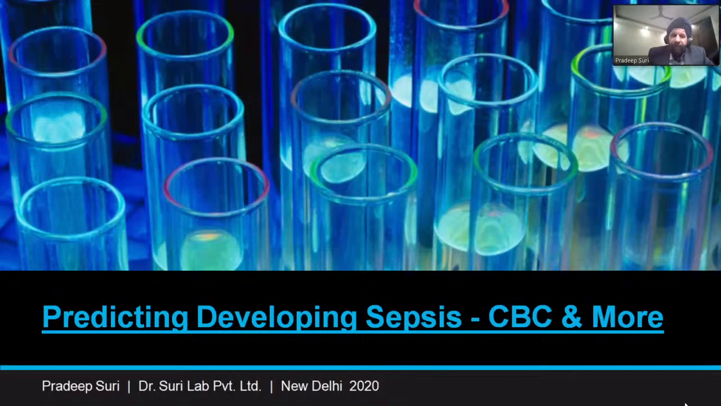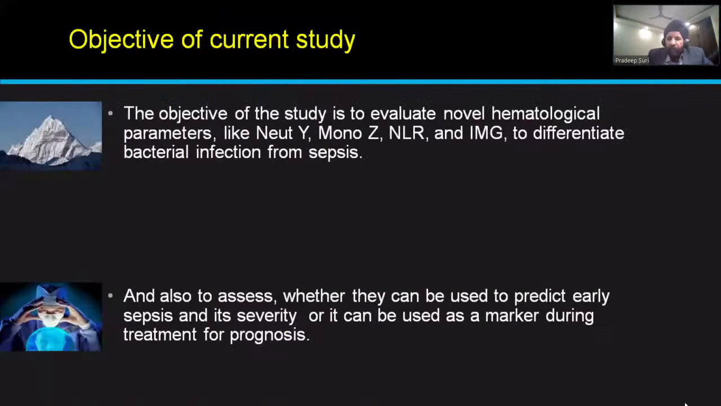So what we were trying to do here was evaluate all these novel WBC parameters, Nut-Y, monocyte, neutrophil lymphocyte ratio, and immature granulocyte, to see whether they can differentiate, A, bacteremia from septicemia, and B, also assess whether they can be used as a prognostic marker to predict severity of sepsis. Or they could be used just like procalcitonin, as the procal values reduce, they wean the patient off the antibiotics. Can some numerical values be used as a surrogate marker to procal in this study?